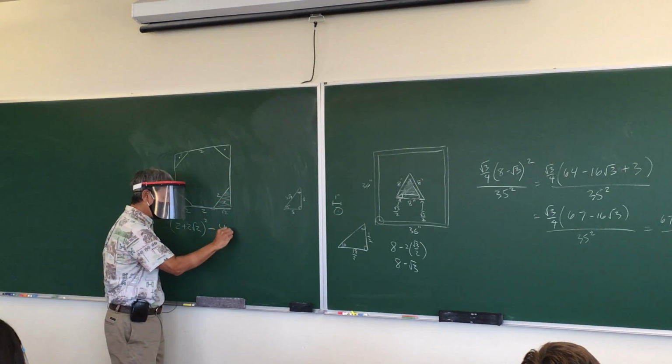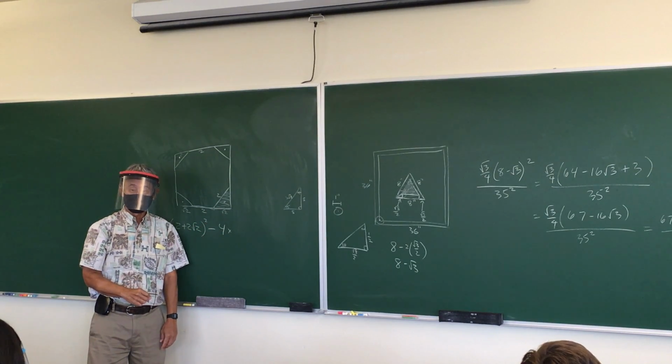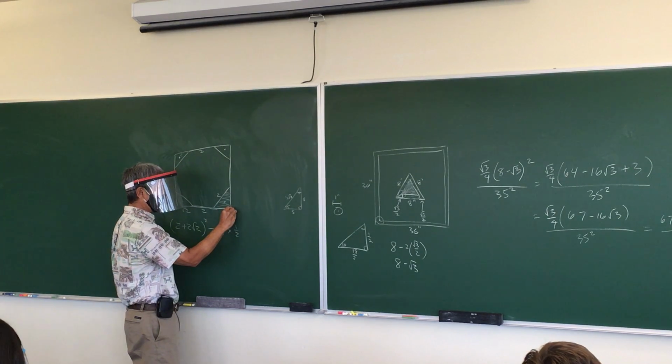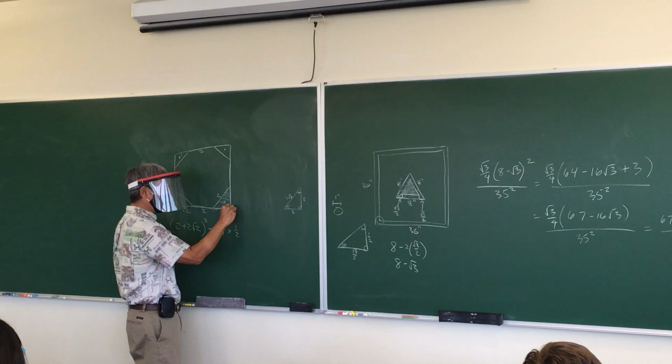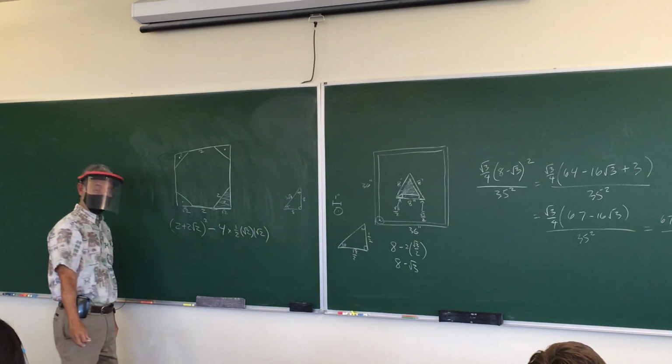So 4 times, how do you find the area of a triangle? 1/2 base times height. 1/2, what's the base? Root 2. What's the height? Root 2. So root 2 times root 2, and then can I trust you to simplify that?